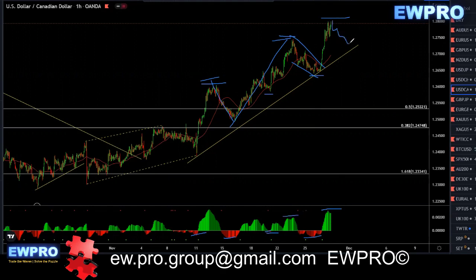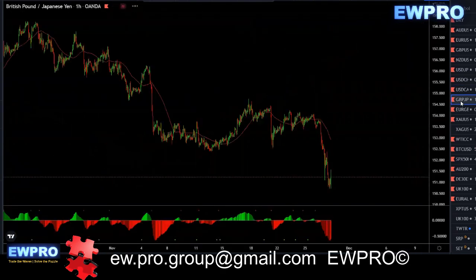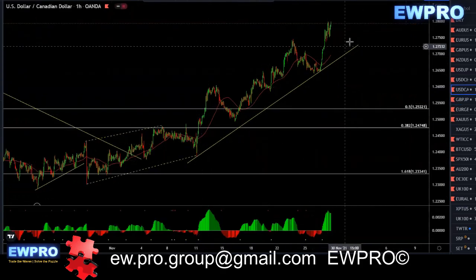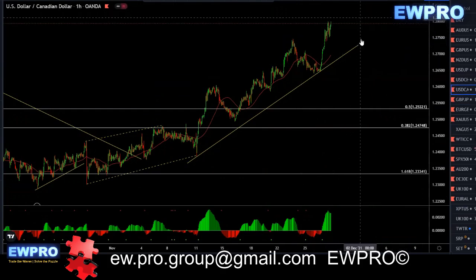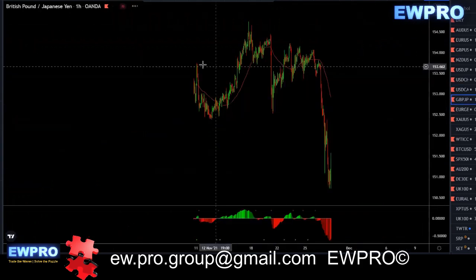So if you get another correction in here, you can look for the buy, and you'll be targeting that daily 100 fib. While this trend line here holds, you can look for your buys. Keep on looking for your buys, and it's more scalping now, you know. But yeah.